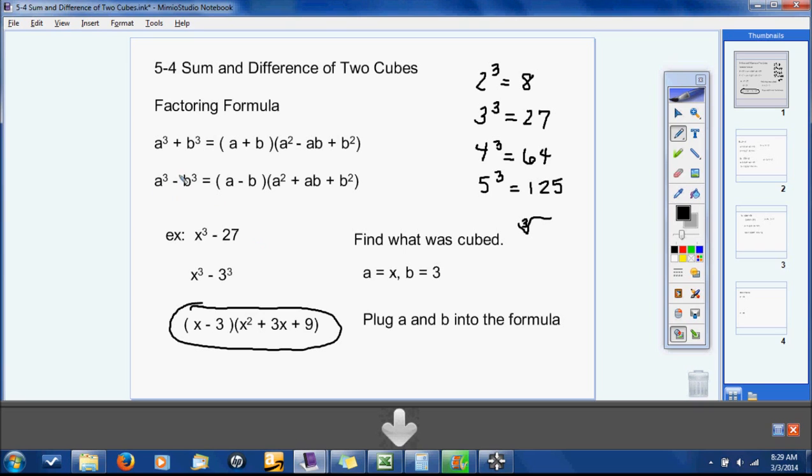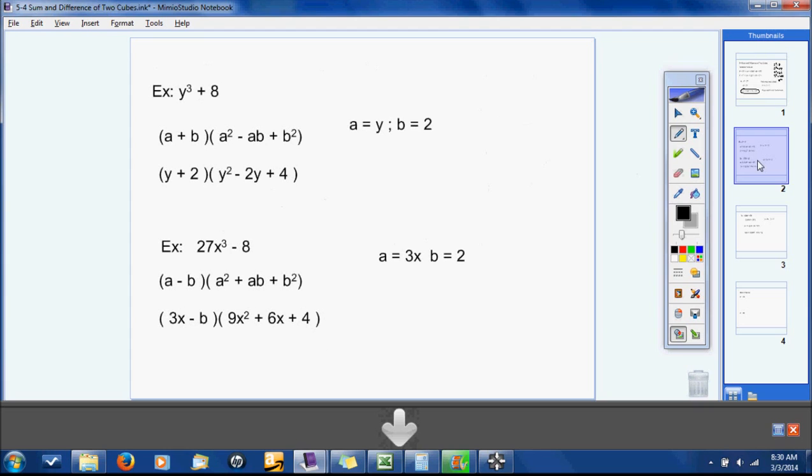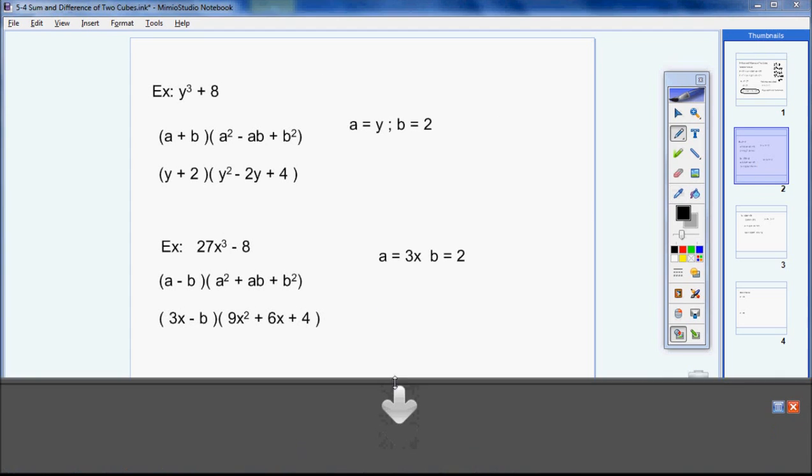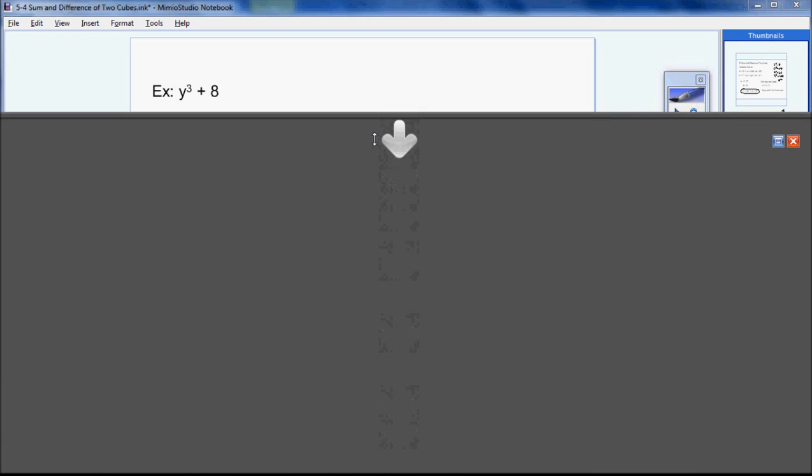Recognizing that you have a difference of 2 cubes or the sum of 2 cubes is the whole battle. And once you have that, you put it into the formula and you use it. Make sure that you have these formulas in your notes so that you can use them. They're not as easy to memorize. You don't have to memorize them, but they have to be in your notes. Okay. Let's look at another couple of examples.